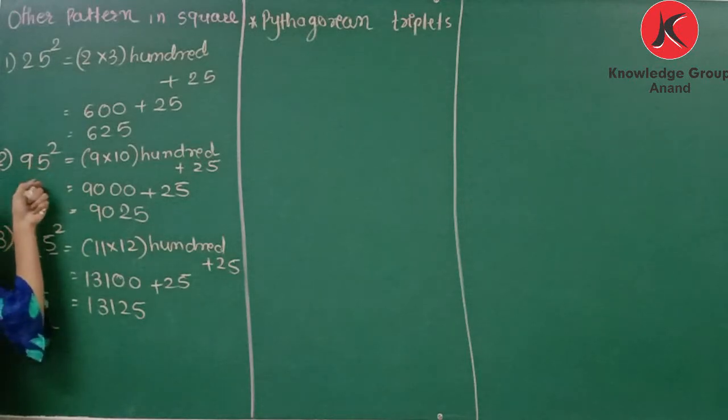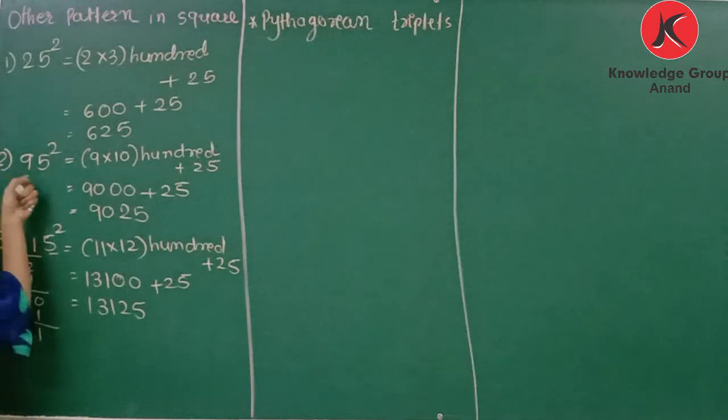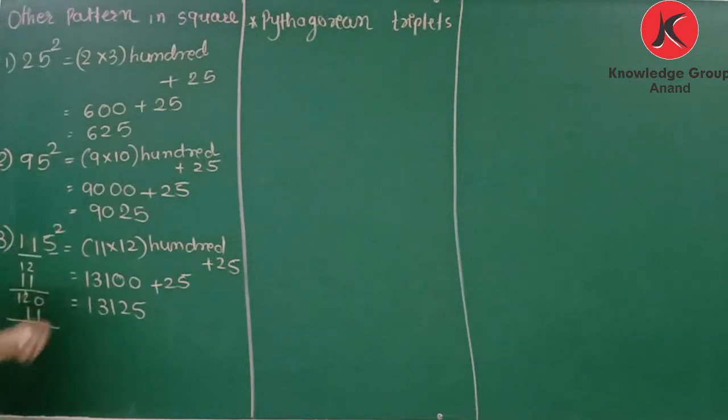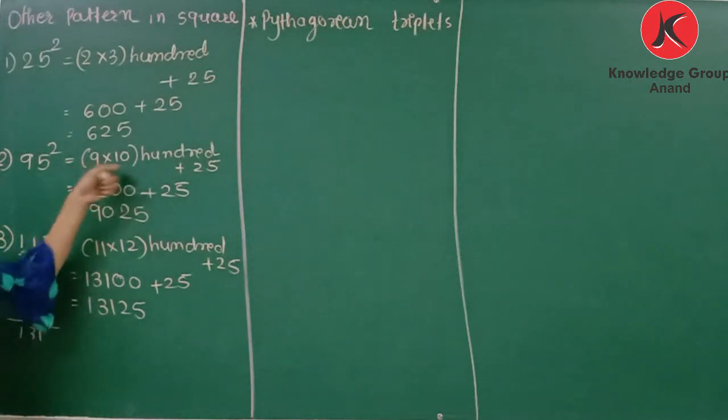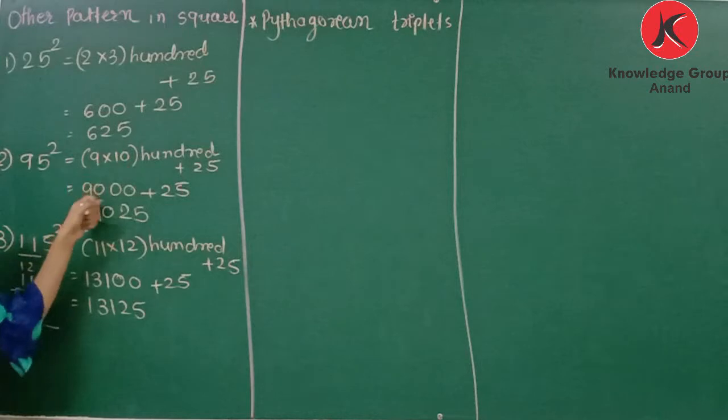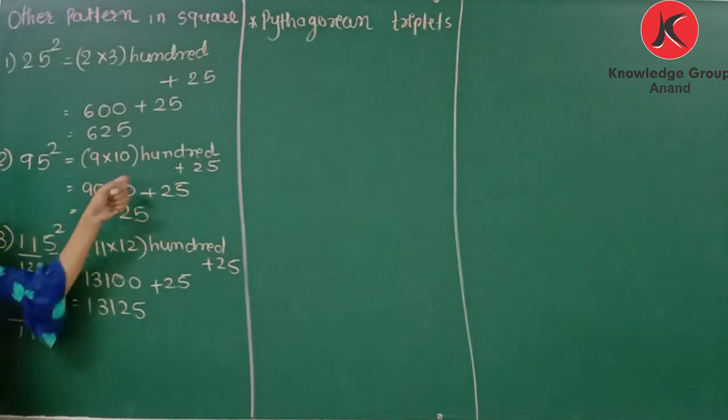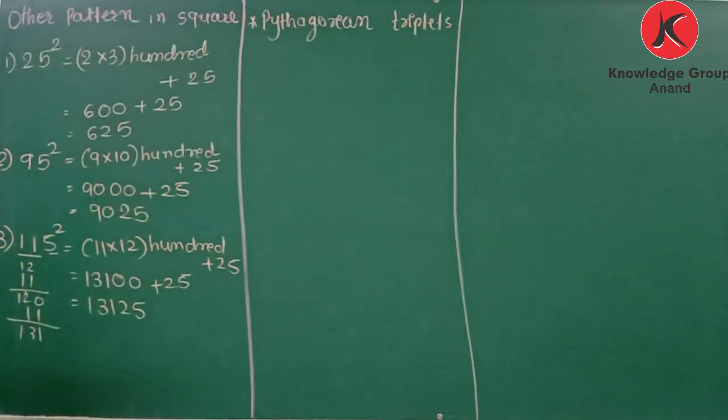What we need to do? Whatever number is before the 5, you need to write the next number in the multiplication. Here before 5 there is a 9, so you need to write the next number of 9, that is 10. Multiply 9 with 10. 9 10s are 90. 100 means 9000, and at the end you need to add 25.